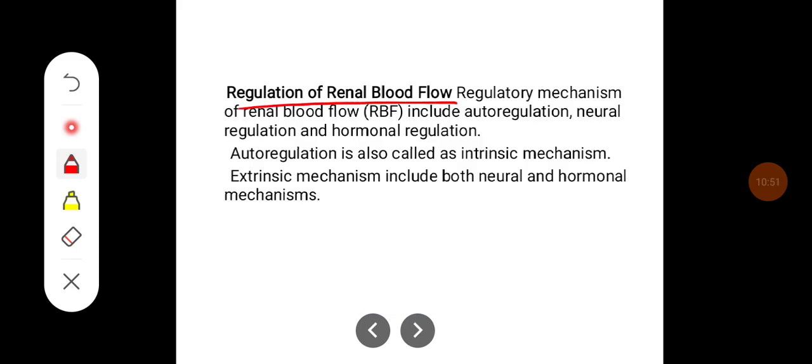Regulation of renal blood flow. Regulatory mechanisms of renal blood flow include autoregulation, neural regulation, and hormonal regulation. Autoregulation is also called the intrinsic mechanism. Extrinsic mechanisms include both neural and hormonal mechanisms.